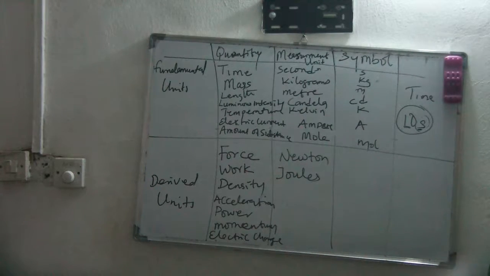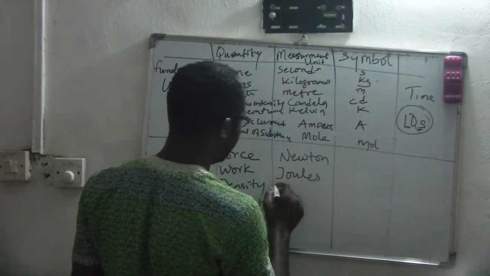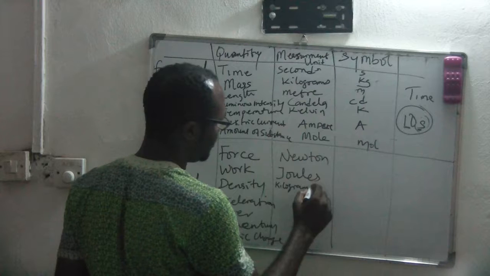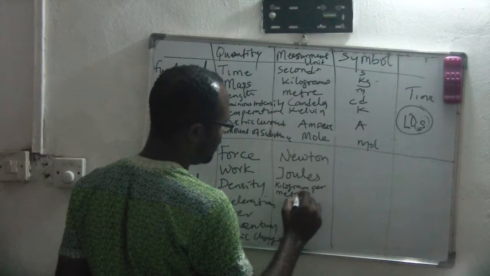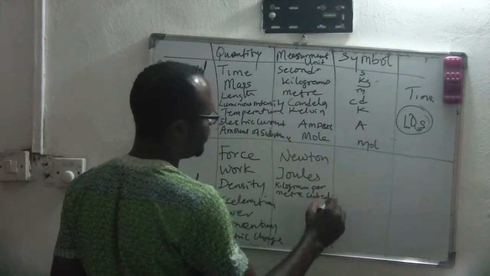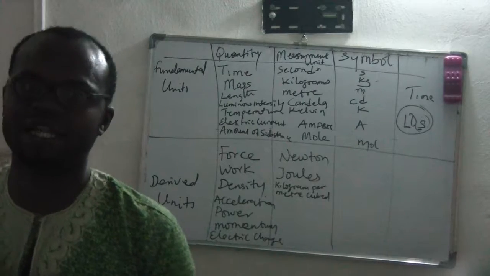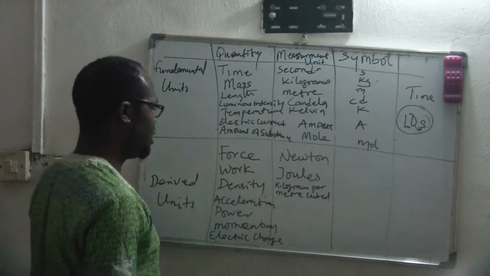What's the SI unit for density? The SI unit for density is kilogram per meter cube. Kilogram per meter cube.